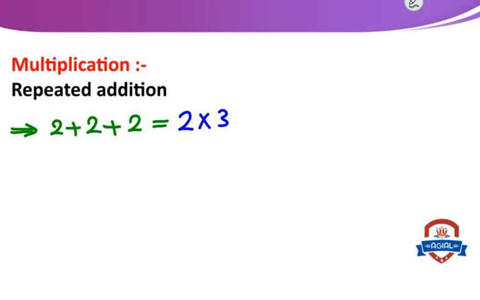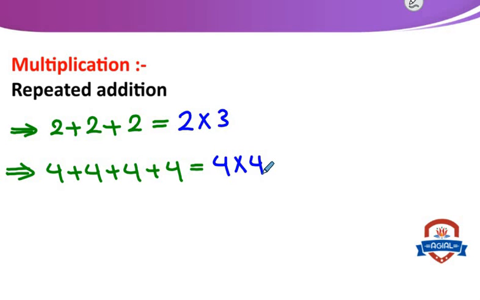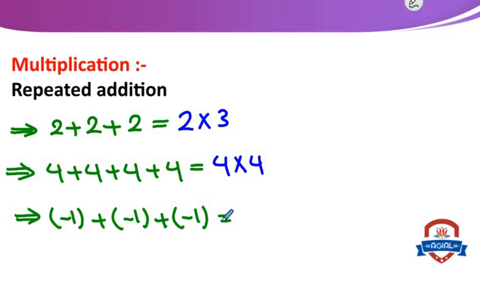The meaning of multiplication. Another example: 4 plus 4 plus 4 plus 4 equals what? 4 repeated 4 times. This means 4 times 4. Negative 1 plus negative 1 plus negative 1 equals negative 1 repeated 3 times. This means negative 1 times 3. From the previous examples, we understand the meaning of multiplication.